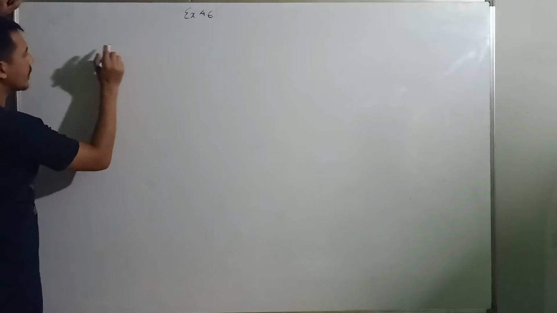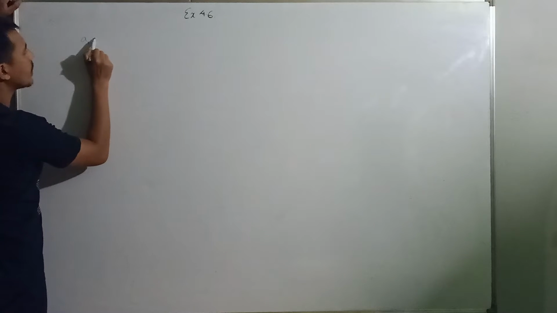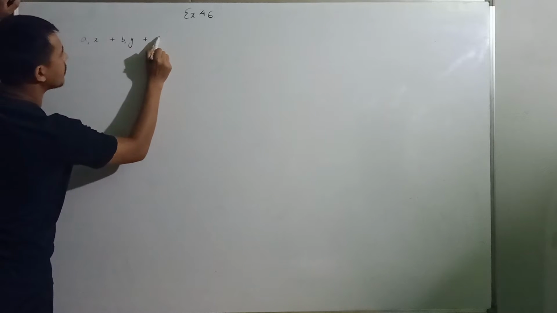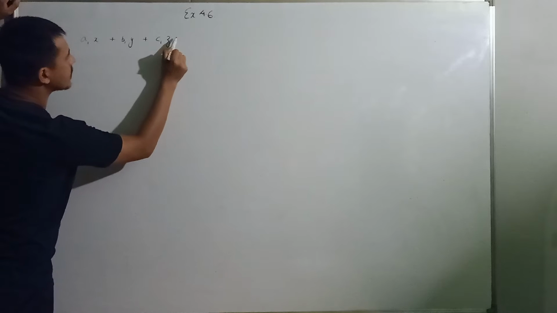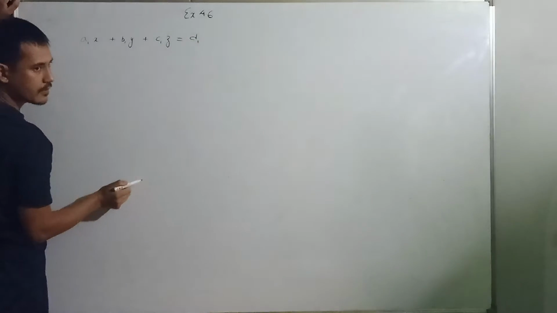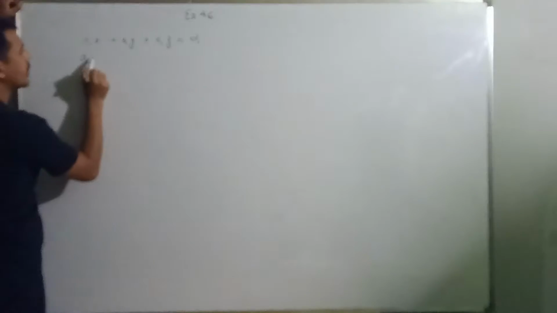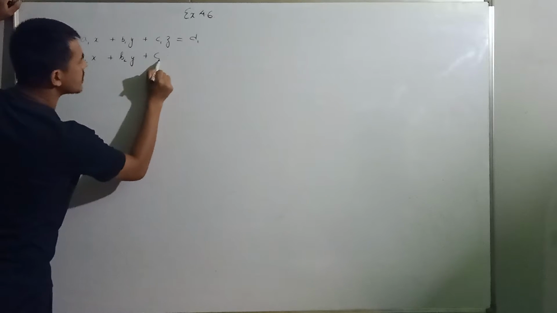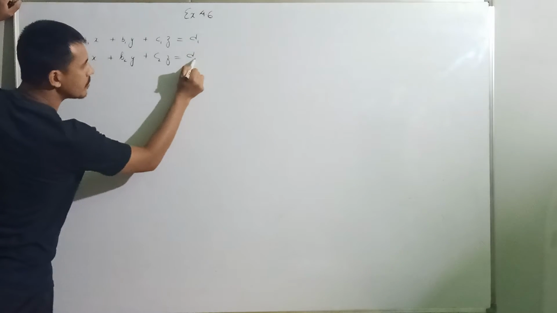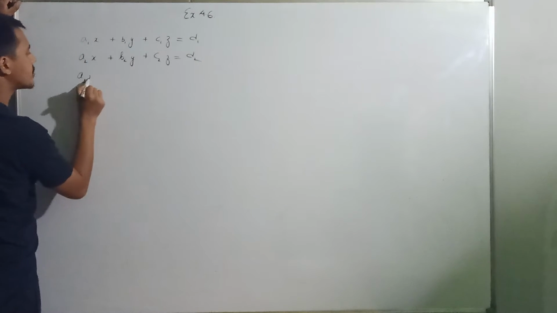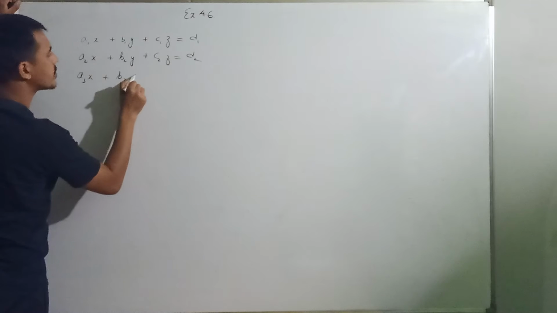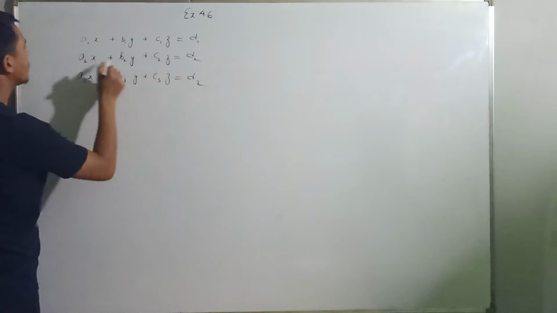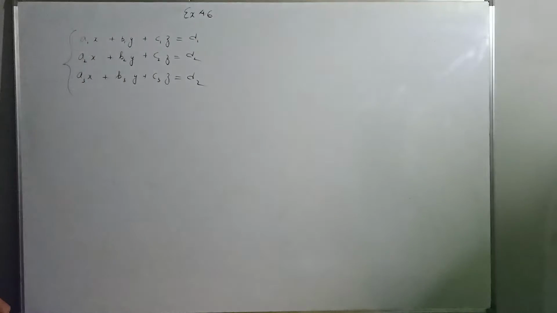Consider the following equations: a1x plus b1y plus c1z is equal to d1, first equation. a2x plus b2y plus c2z is equal to d2. a3x plus b3y plus c3z is equal to d3. Consider the following system of equations.